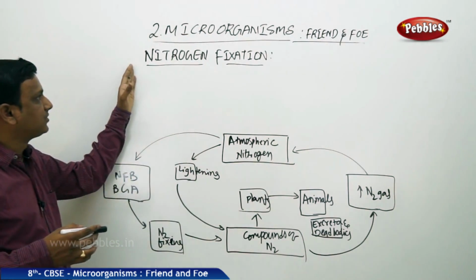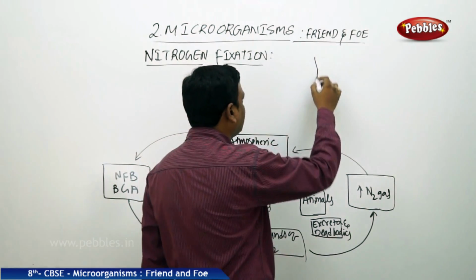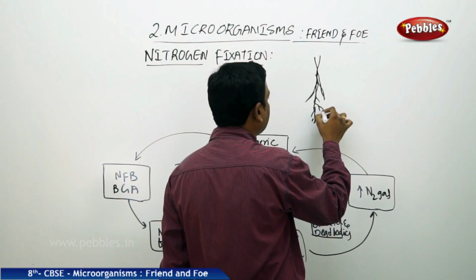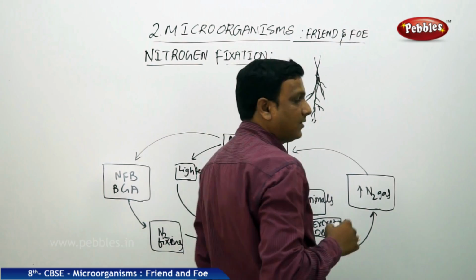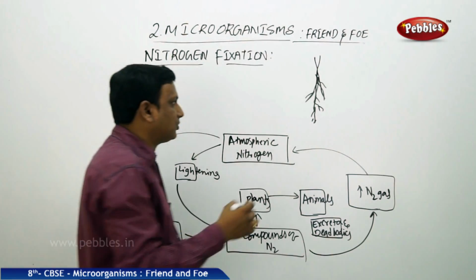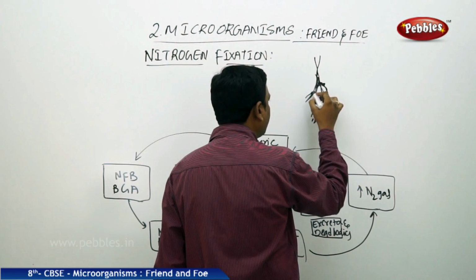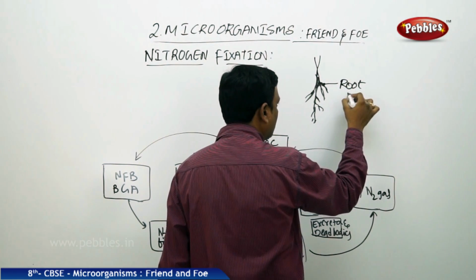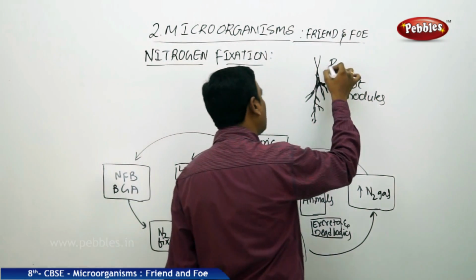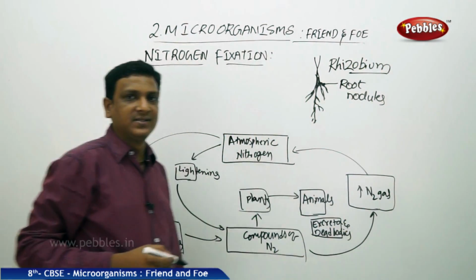Now let us understand nitrogen fixation and the role of microorganisms. Certain leguminous plants, especially the pulses plants, green gram, Bengal gram, groundnut, these are all called legume plants. The legume plants have some nodules on their roots called root nodules. The root nodules consist of a bacteria called rhizobium. So what does this bacteria do?